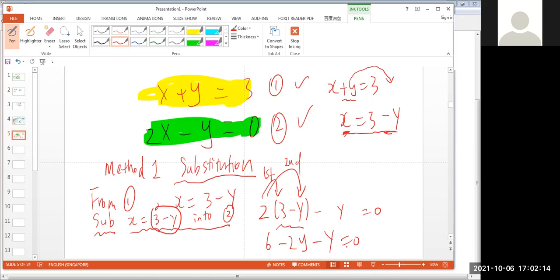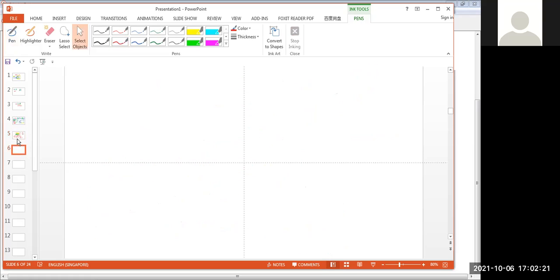Okay, then continue. Hold on, let me just continue from the next page. 6 minus 2y minus y. Okay, 6 minus 2y minus y equals 0. So it's 6 minus 3y equals 0.